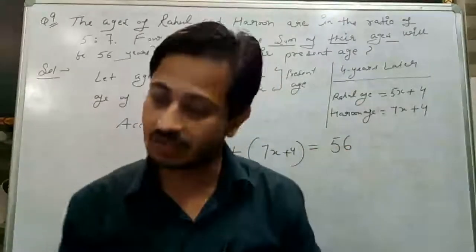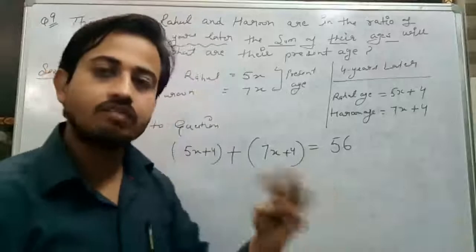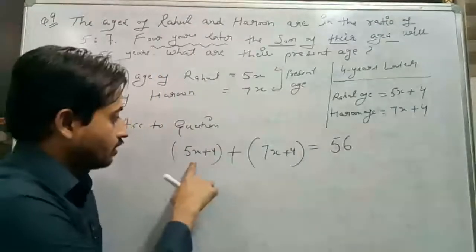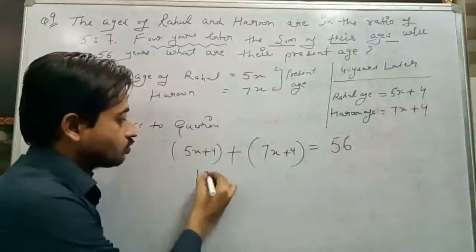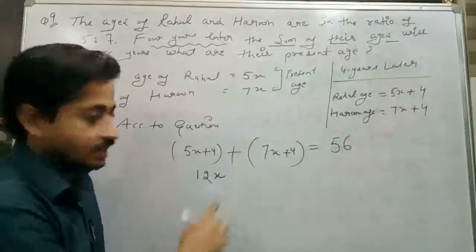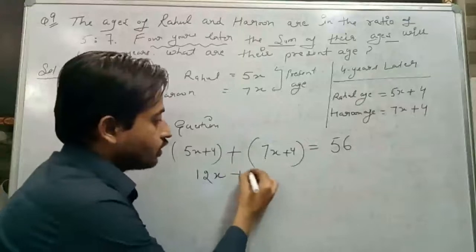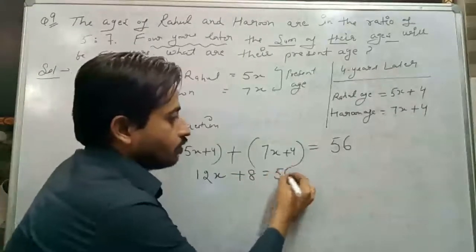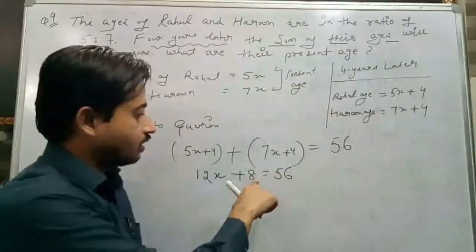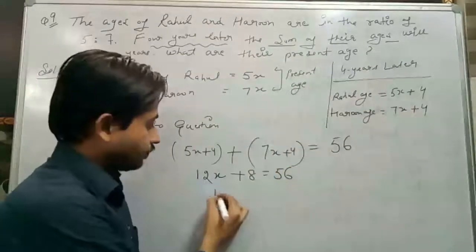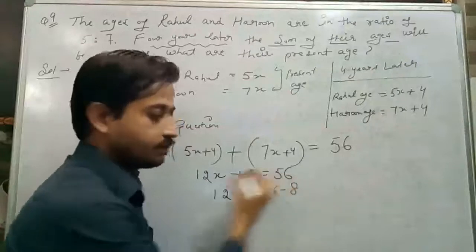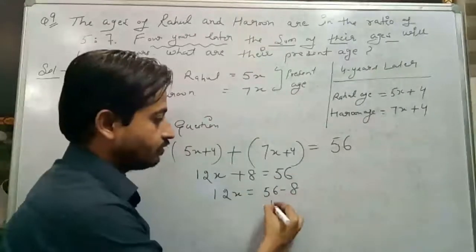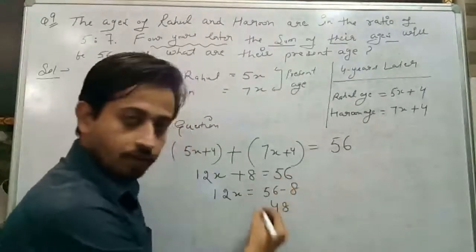Now the question is solved to get the value of x, and we get the solution. So now add with x, 5x plus 7x, which is equal to 12x. 4 plus 4 is equal to 8, which is equal to 56. Now take 8 to the right hand side. 12x is equal to 56 minus 8. 56 minus 8 we get 48.